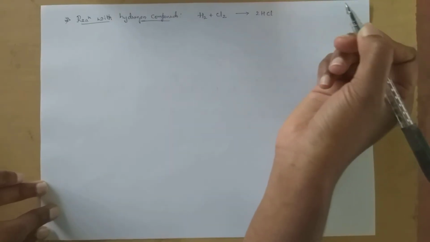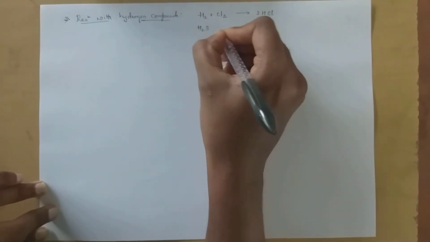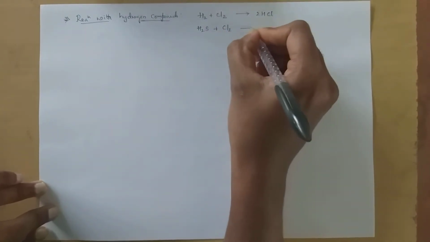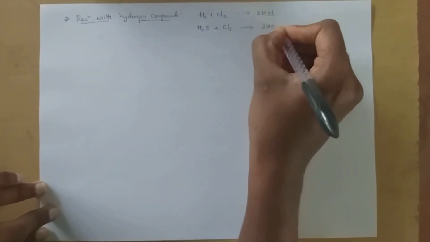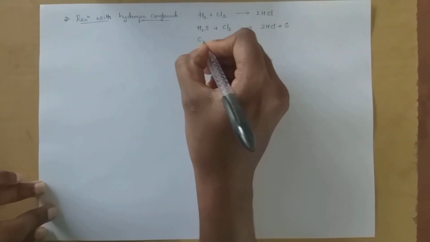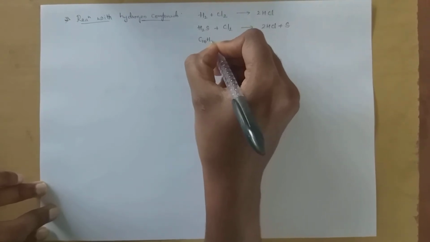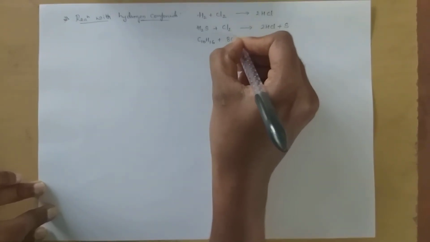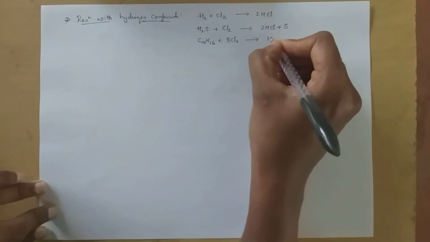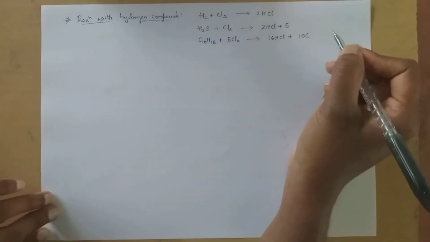So hydrogen chloride is formed. Similarly, H2S combines with Cl2, it gives rise to HCl and sulfur. So sulfur is eliminated. Then hydrocarbons such as C10H16 combine with chlorine to form HCl and carbon. So carbon is eliminated.